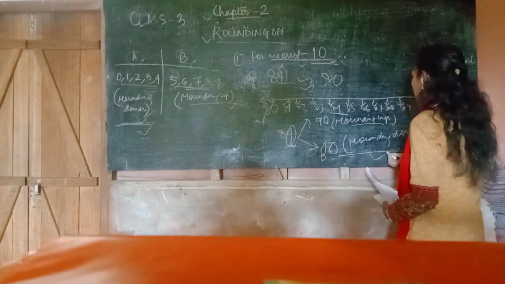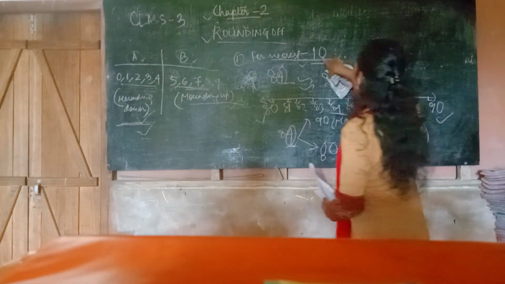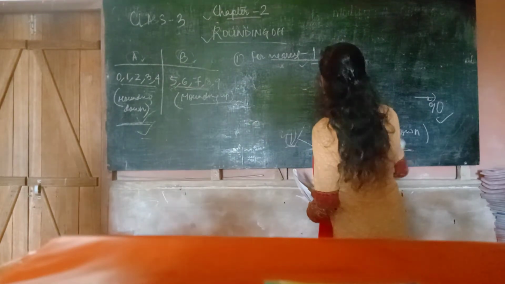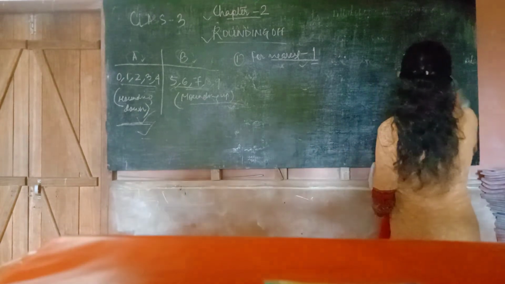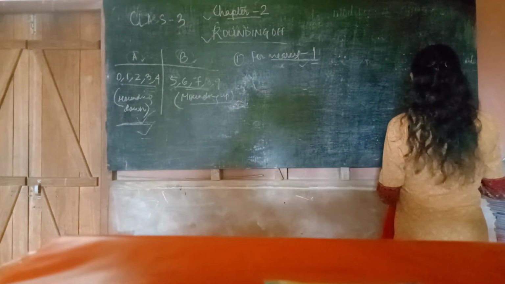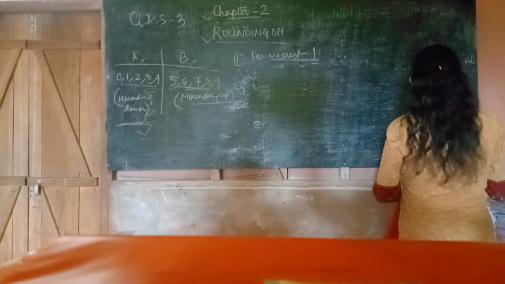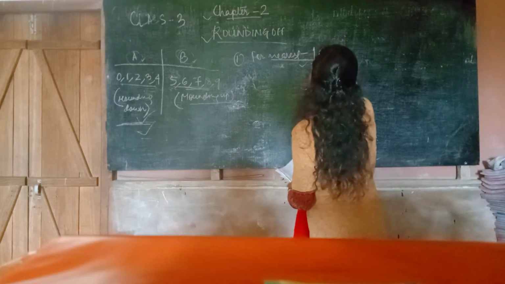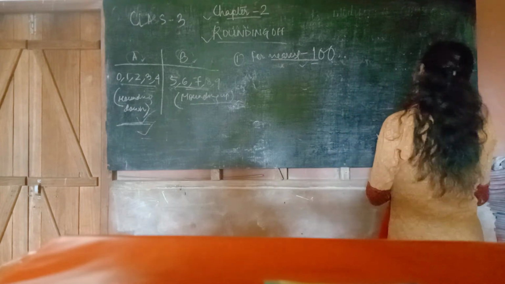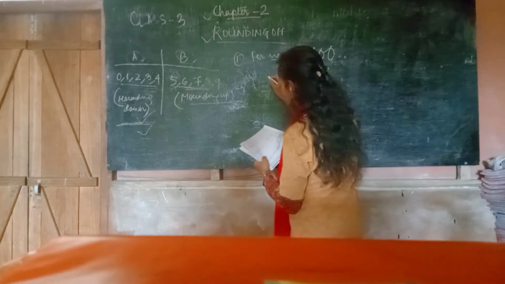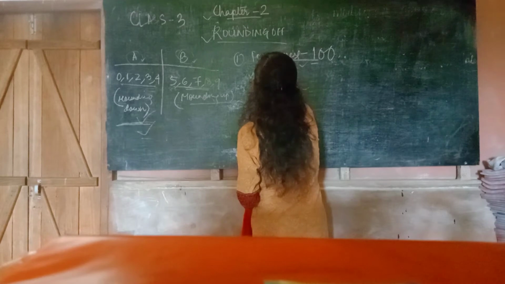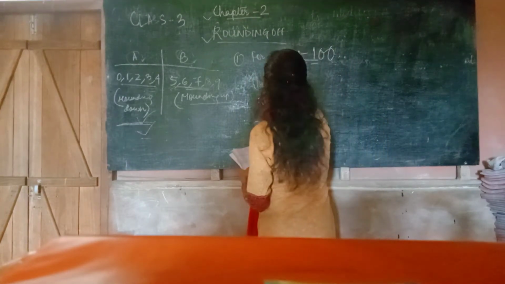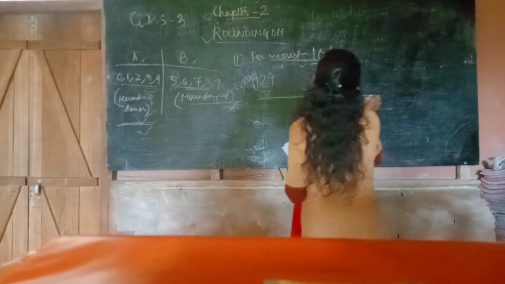80. Okay. So this is for the nearest 10. Now we will do for the nearest 100. First one was 10. Now we will do the nearest 100. For nearest 100, the question is 429.